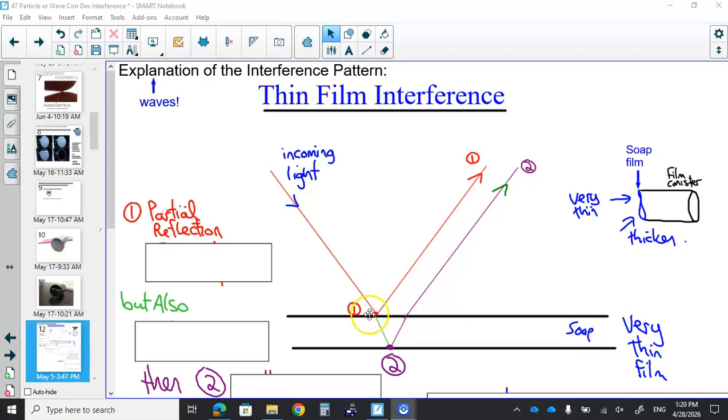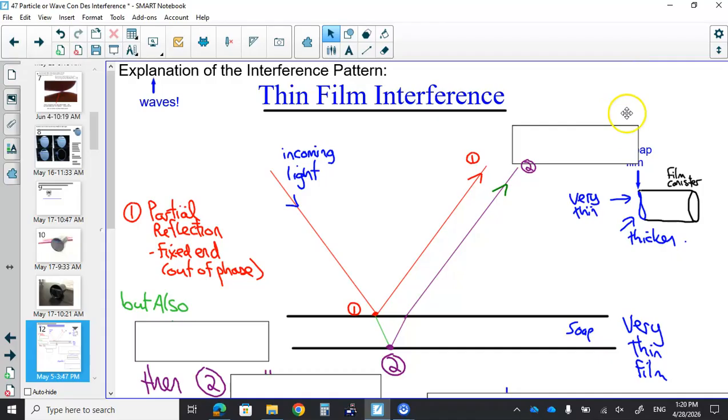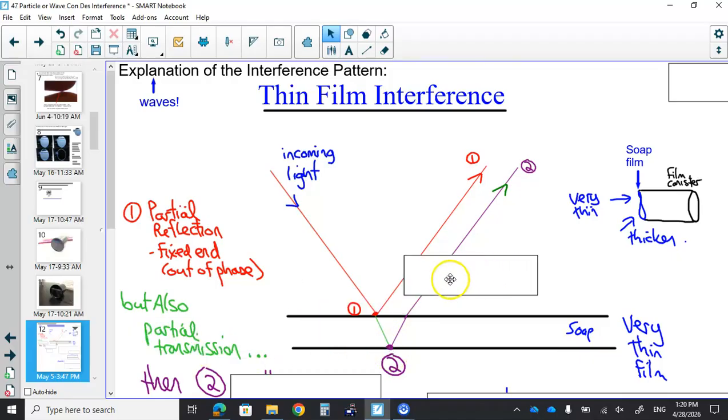So light coming in reflects off of this soap film, right? So we want to look at the kind of reflection you have here. And there's also going to be some transmission. So we've talked about partial reflection, partial transmission in the past, right? So we're putting it all together. So the partial reflection is going to be like a fixed end reflection. And so that's going to be out of phase with the original light. And then you have light keep going through, partial transmission also.